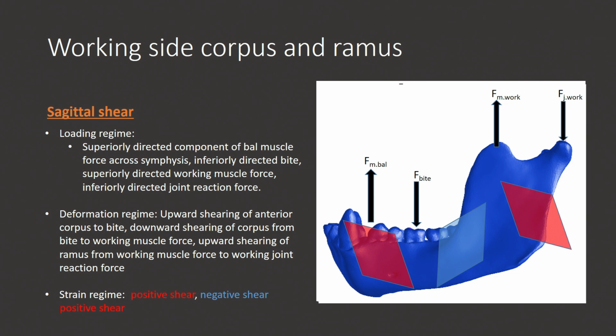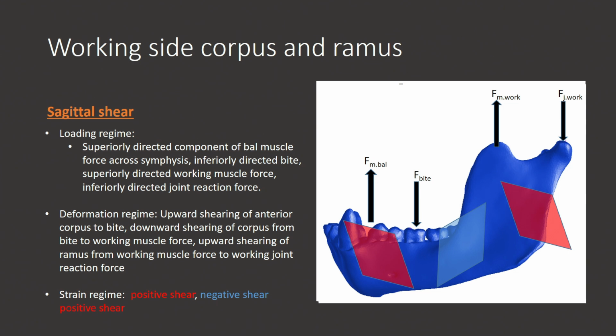So what about sagittal shear in the working side? Anterior to the bite point, positive shears are associated with vertical components of balancing side muscle force, and negative shears are associated with bite reaction forces. The bite reaction force is increasingly resisted by the working side muscles posteriorly on the ramus as shear becomes positive.